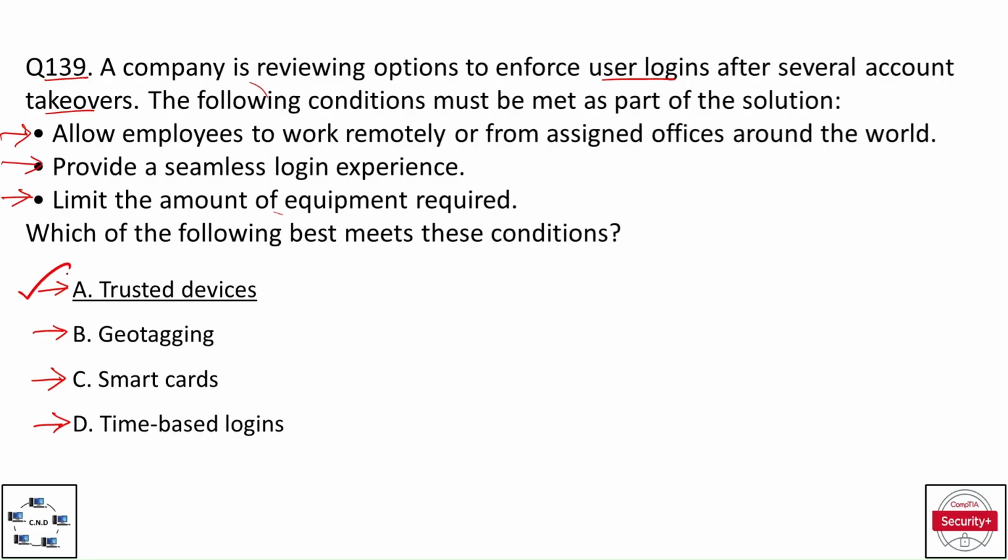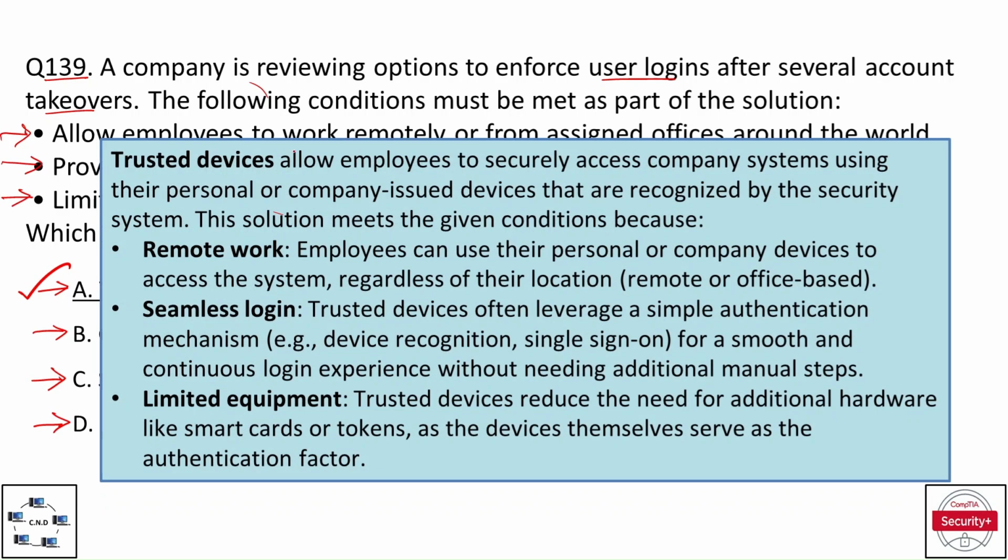Option A, trusted devices. So trusted devices allow employees to securely access company systems using their personal or company-issued devices that are recognized by the security system. This solution meets the given conditions because, number 1, remote work: employees can use their personal or company devices to access the system regardless of their location, that is remote or office based.